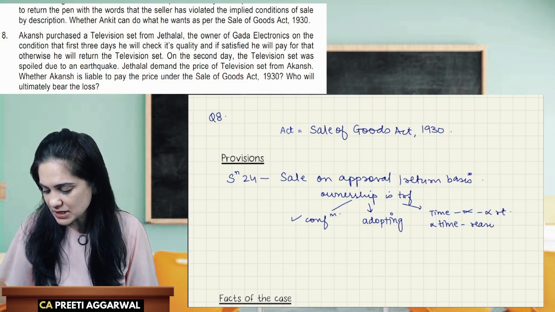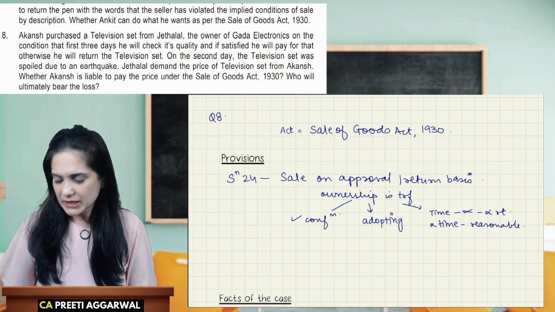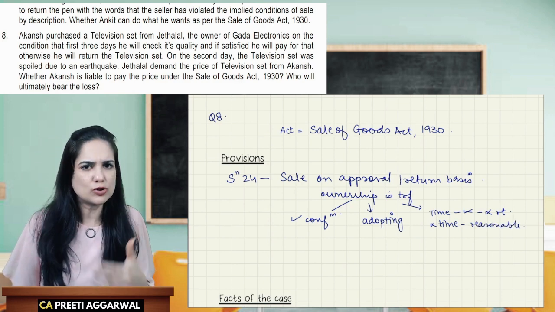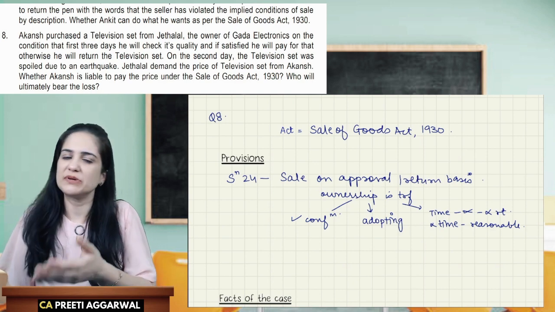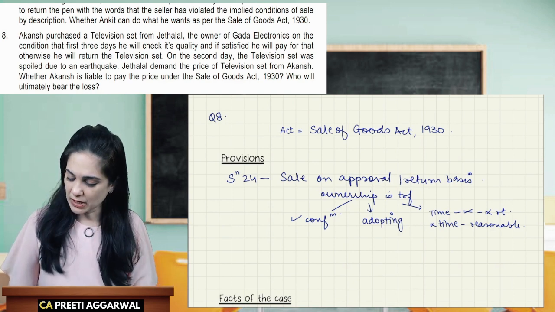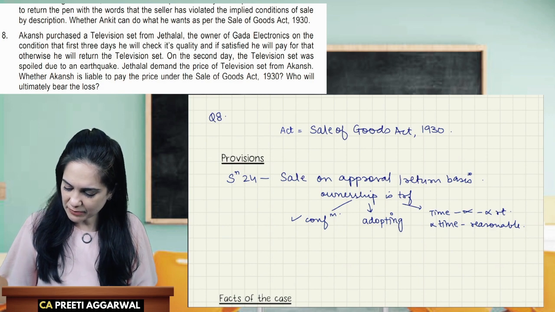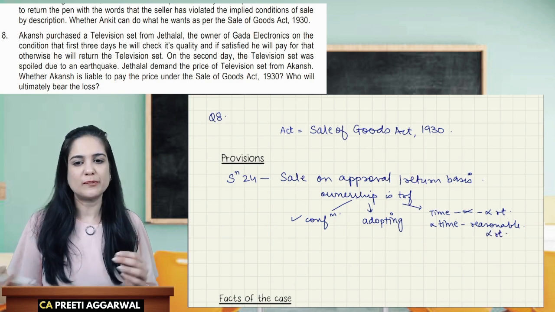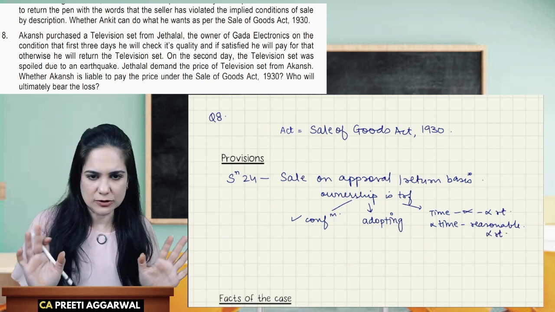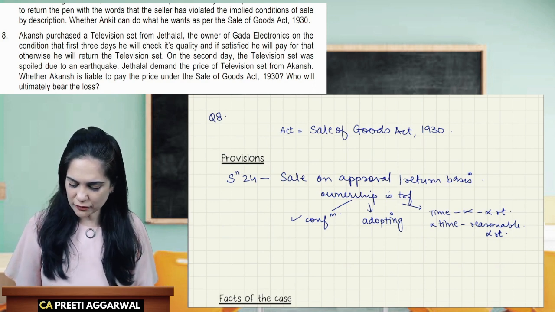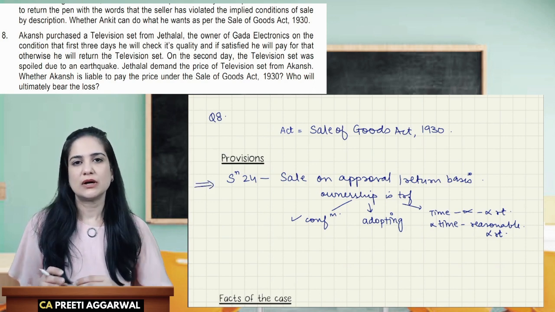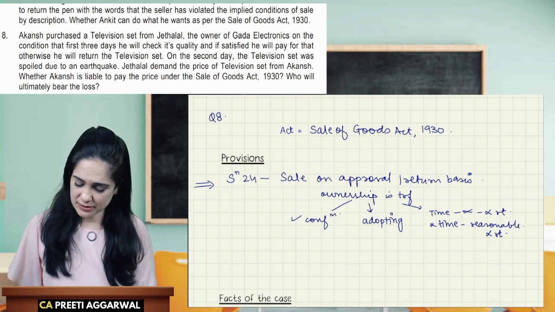Then after a reasonable time expires, he has neither confirmed nor returned the goods. He has retained the goods, which means he has become the owner of the goods. So in this case, even after a reasonable time, he has not returned. So it means he is interested in keeping the goods. Okay. So this is what you will have to write about goods sold on return basis.